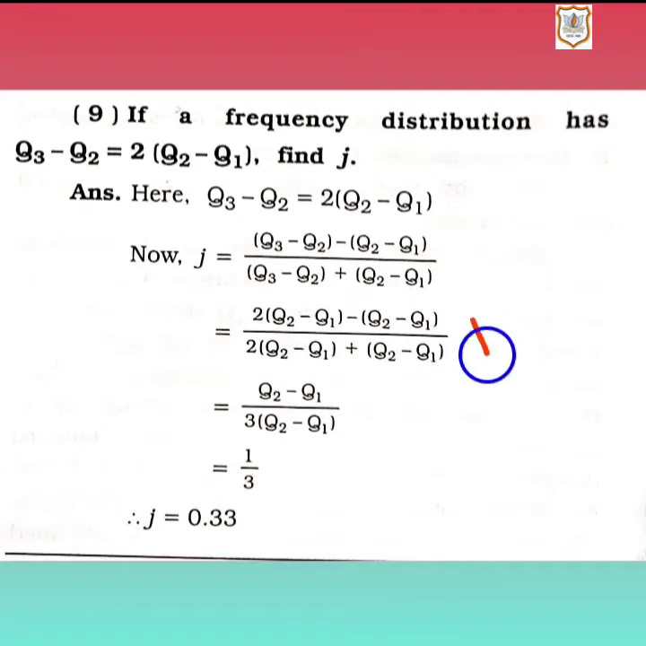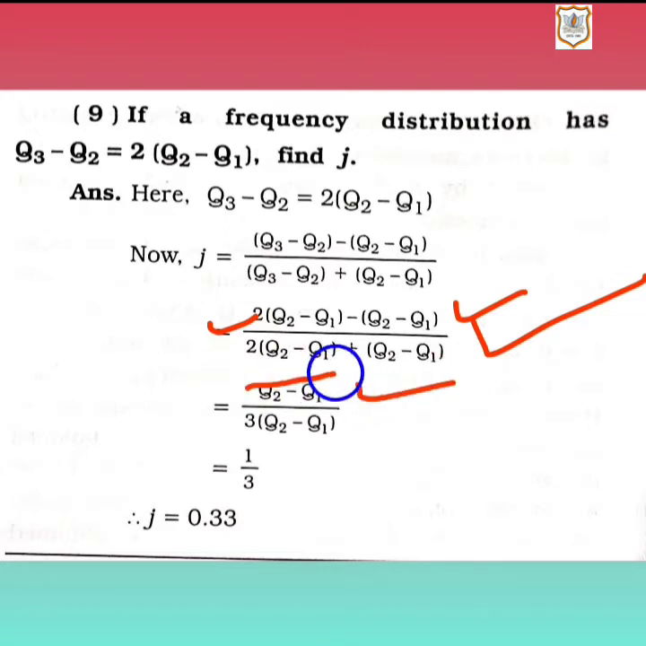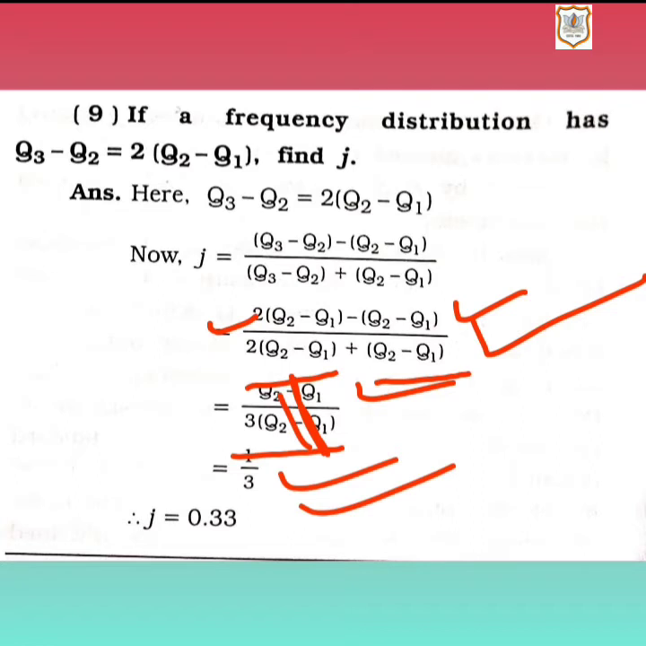Now if I subtract, 2Q2 minus Q2 minus Q1, it will remain Q2 minus Q1. But if I add, 2Q2 plus Q2 minus Q1, it will be 3Q2 minus 3Q1. So Q2 minus Q1 and Q2 minus Q1 are cancelled. What remains? 1 by 3. And 1 by 3 is the value 0.33. So J is 0.33. So the coefficient of skewness is 0.33.